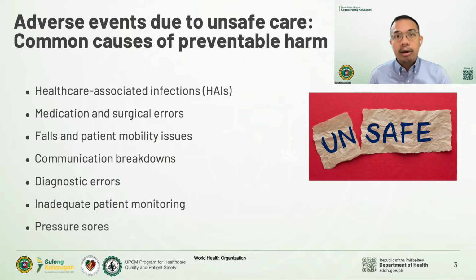Common causes of preventable harm leading to unsafe care include healthcare-associated infections, medication and surgical errors, falls and patient mobility issues, communication breakdowns, diagnostic errors, inadequate patient monitoring, and pressure sores. These are important concerns, and thus healthcare organizations should continuously work to address these issues through quality improvement initiatives, staff training, and the implementation of evidence-based practices to enhance patient safety and prevent such errors. And this is also the reason why we chose these important topics and included these as the most common patient safety issues that we need to address.